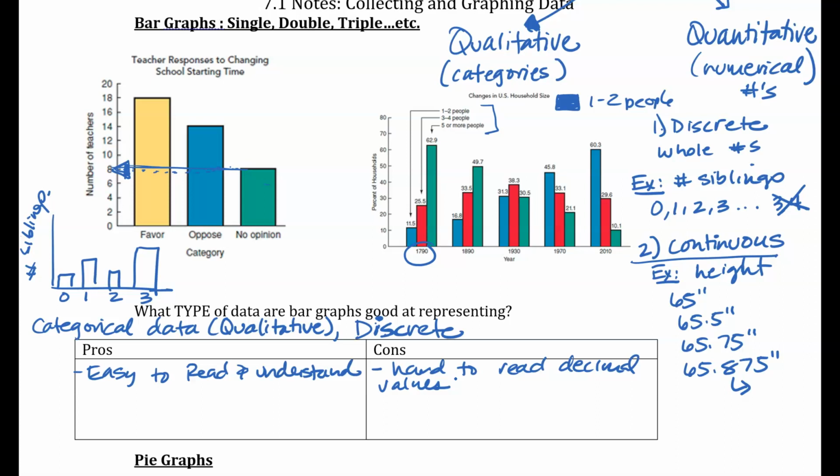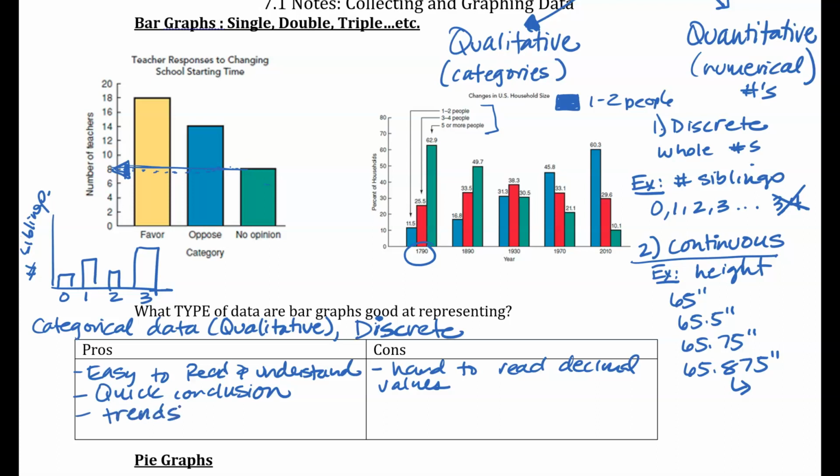Some other pros, I think you can make a quick conclusion. Oops, it helps if I can spell conclusion. Conclusion, there we go. You can make a quick conclusion just by looking at it. If I look at this first one, I can easily see, oh yeah, most teachers said favor, then fewer said oppose, and the least was no opinion. So it's pretty easy to look at, and you can see trends very easily.